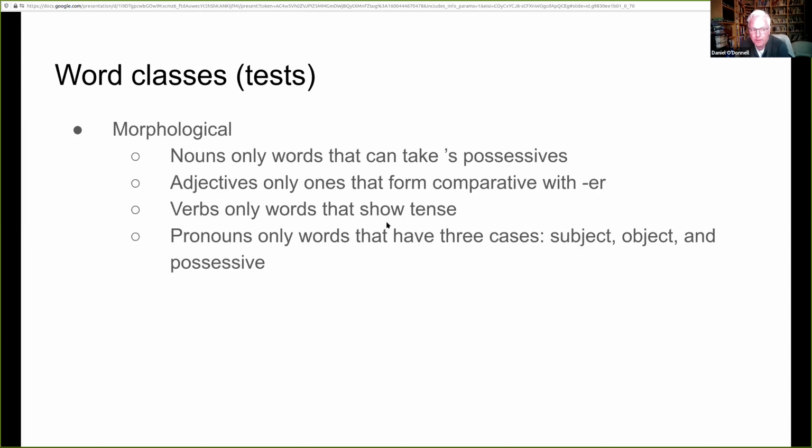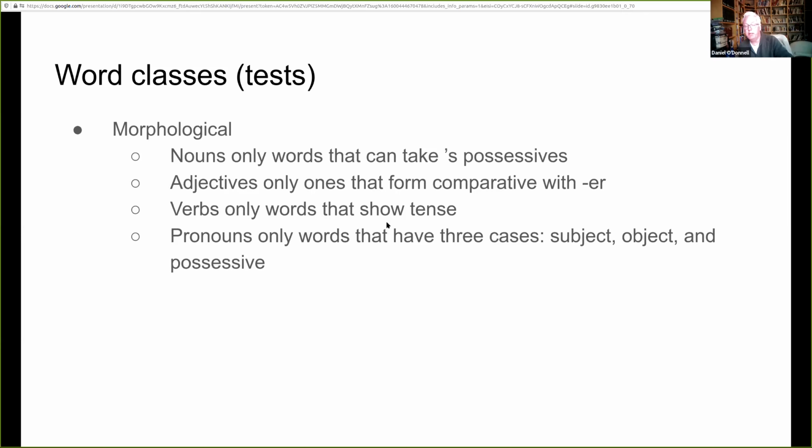Adjectives are the only things that can take a comparative form in ER or a superlative in EST. Verbs are the only words that can show tense. And pronouns are the only words that have 3 cases in modern English: a subject, an object, and a possessive. A couple of quick things about this. In all the other slides, you're going to see me say nouns or noun phrases, adjectives or adjective phrases, and maybe even adverbials, adverbs, adverb phrases, maybe adverbials, verbs and verb phrases. But that's not true here, because inflectional morphology only works on the words.